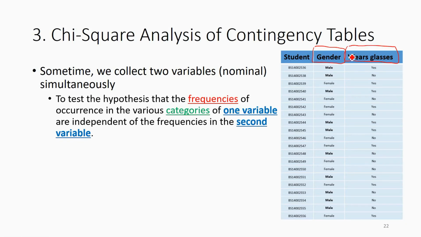Whether a student wearing glasses or not depends on the gender. So is there more male students wearing glasses than female students? Or there's no difference, there's no association. If there are more male students wearing glasses compared to female students, that means whether a student wears glasses or not depends on the gender. It's not independent. So there must be some association.